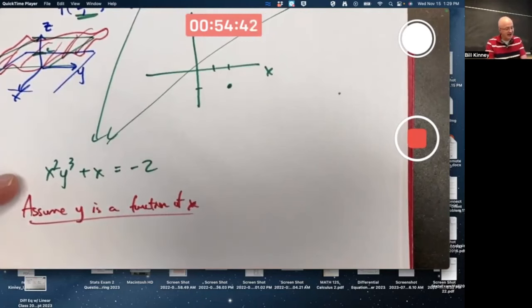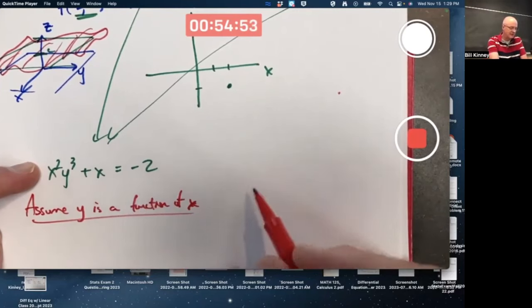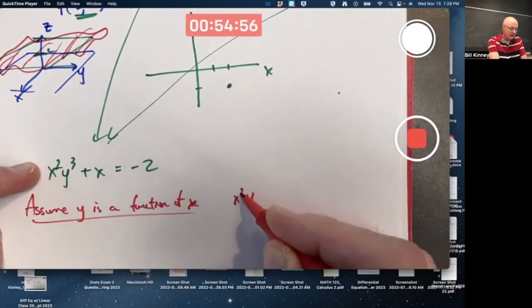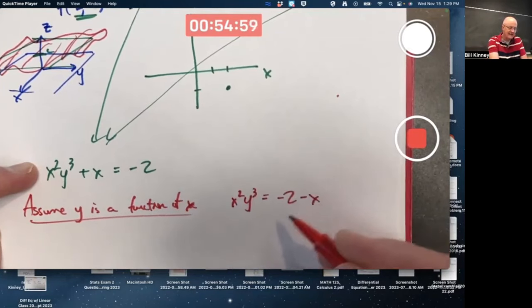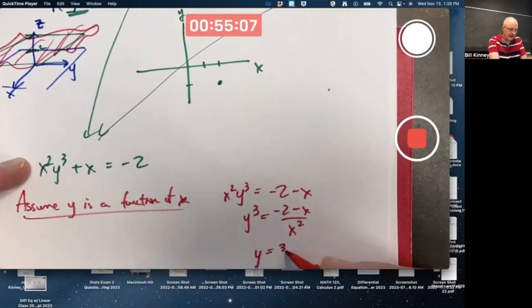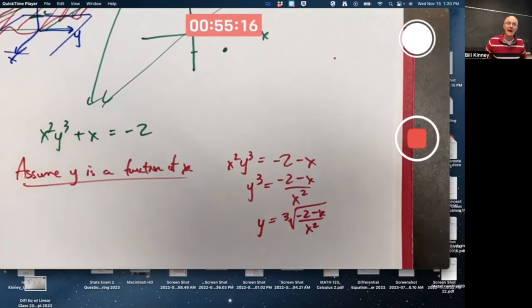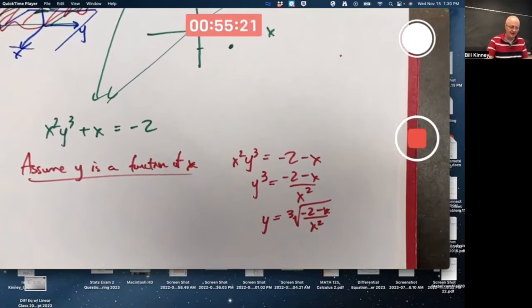Is it a function of x? Actually, it's a function of x we actually could solve for. Sometimes it's complicated enough that you can't solve for it, but here we actually could. We could subtract x from both sides and write x squared y cubed is -2 minus x. Then we could divide both sides by x squared and write this. And then we could take the cube root of both sides. And even with minus signs on the right, that's okay to do because we can take cube roots of negative numbers. That's all okay. Okay, so there's what it equals, but you don't need to know that.